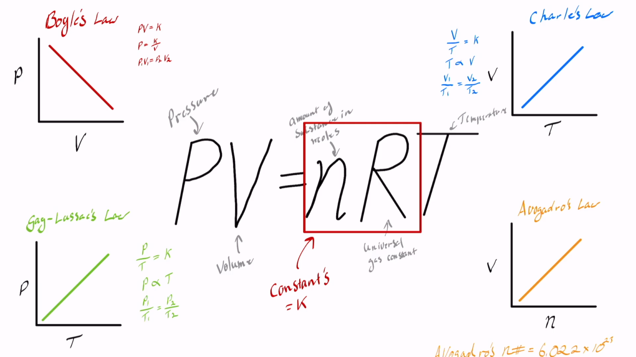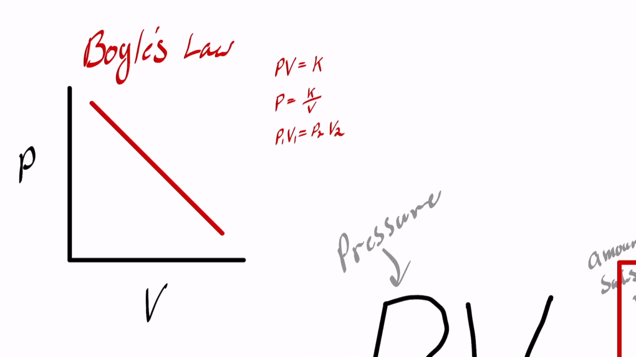But just saying that PV equals a constant doesn't really help us understand the relationship between pressure and volume. So if we were to try and break this down a bit further to understand it, you can see here pressure times volume equals nRT, which is represented by K.